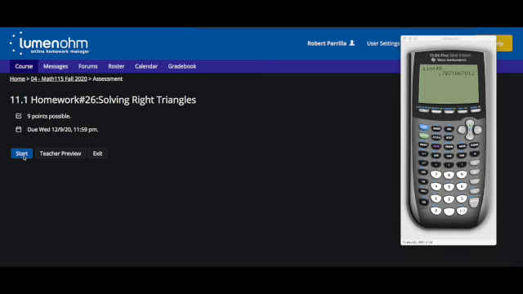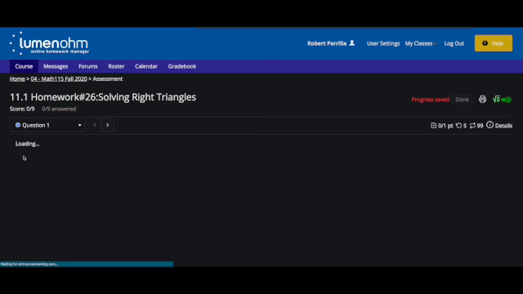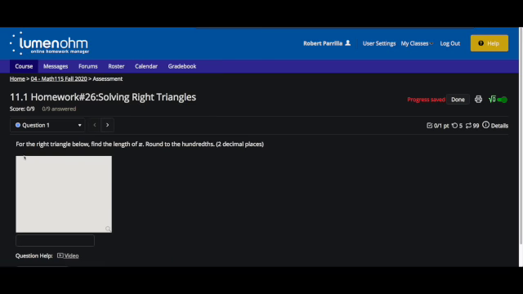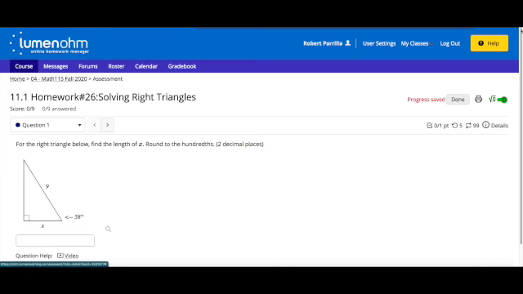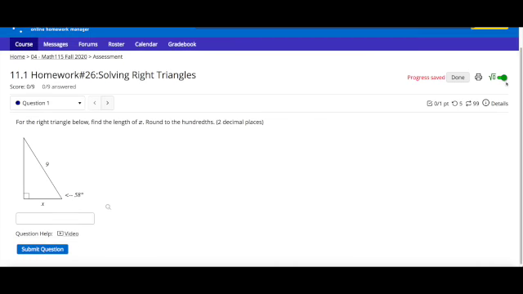So I'm going to open up the first question. Okay, I'm going to have to go all white for this one again, which is a shame. I like being in the black mode, but I have to be here. The first question is find the length of x, which is normal for this kind of problem, and round to the nearest hundredths, so two decimal places.